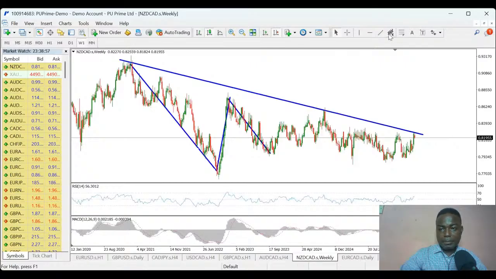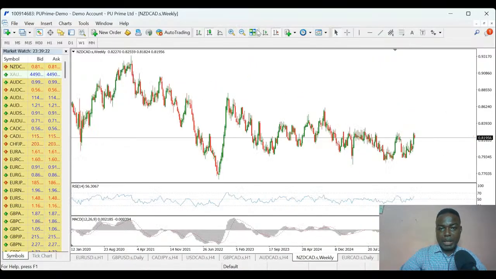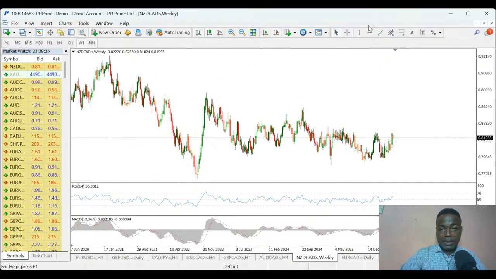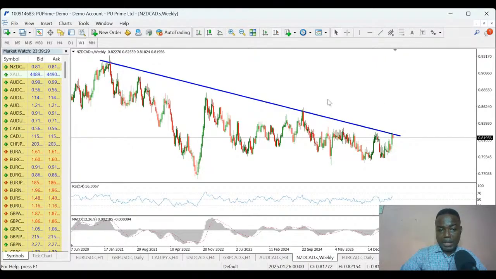lower high, lower low, lower high, lower low, lower high, lower low, lower high. Then the next wave of movement will be a lower low. All right. So we have a bearish outlook on this instrument, but there are still a couple of other confluences here and there to confirm this bearish trend.